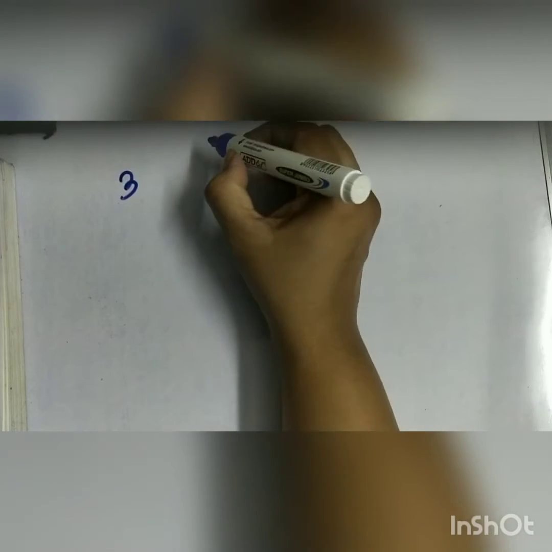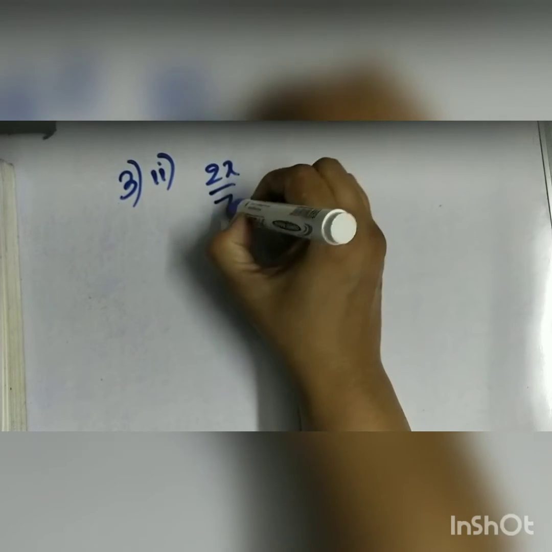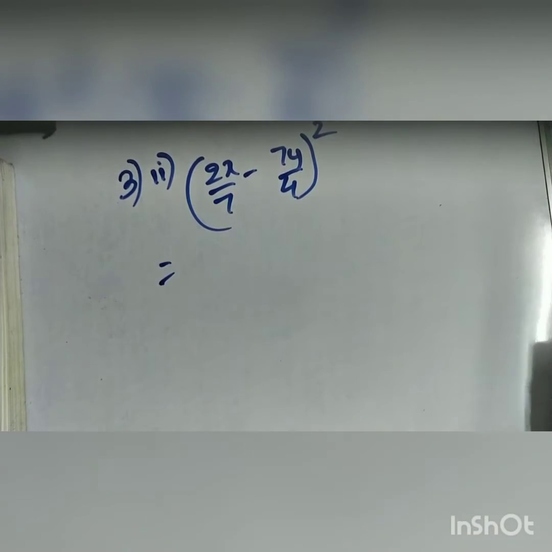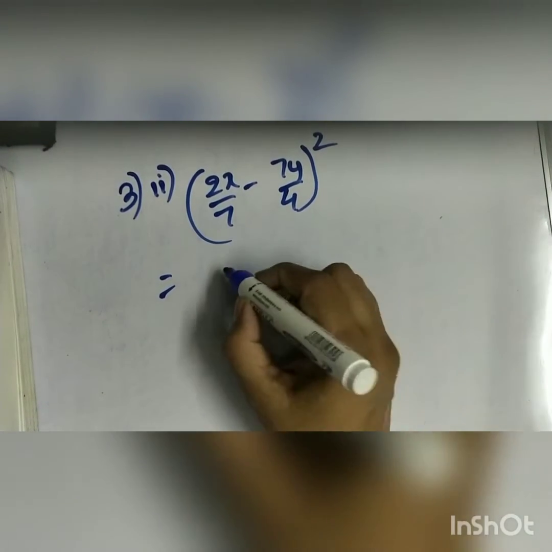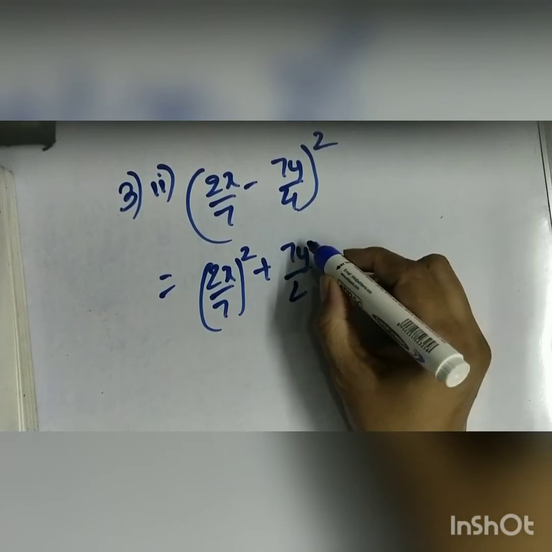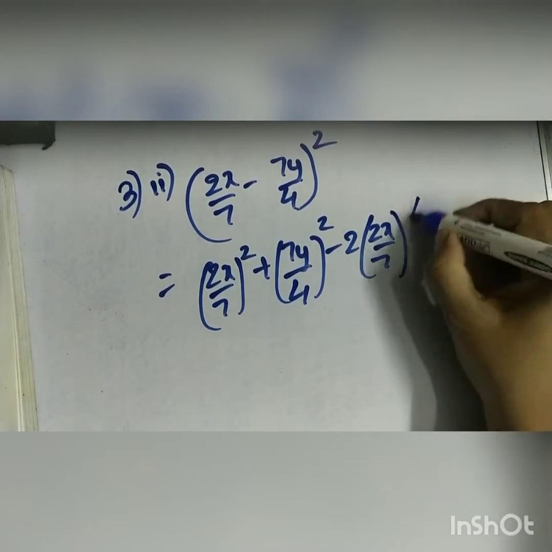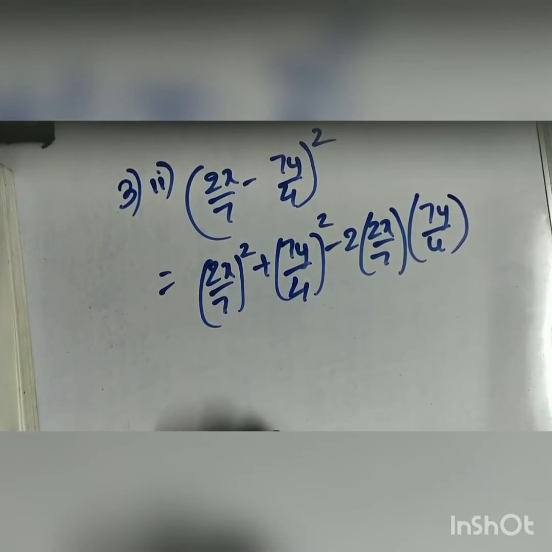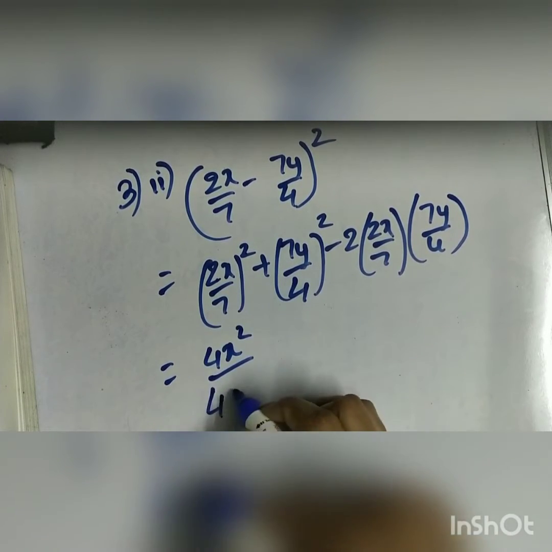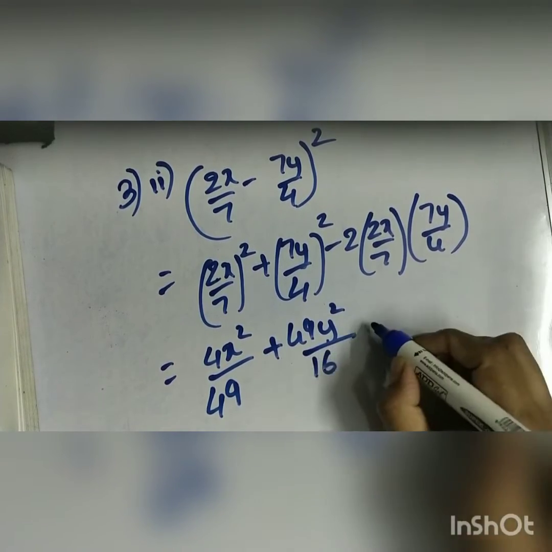What we're going to do is third sum, second one, (2x by 7 minus 7y by 4) whole square is equal to, I'm going to apply the (a minus b) whole square identity here. So 2x by 7 whole square plus 7y by 4 whole square minus 2 into 2x by 7 into 7y by 4. Now 2 square is 4, x square by 7 square 49, 7 square 49, y square by 16, minus.